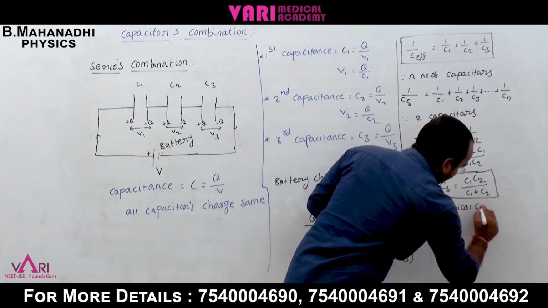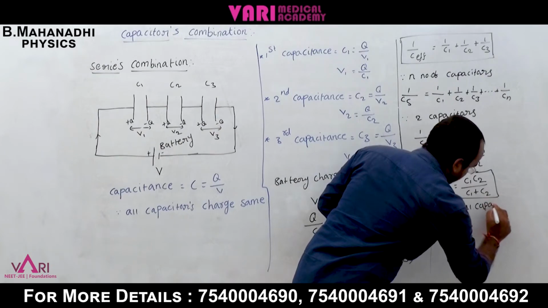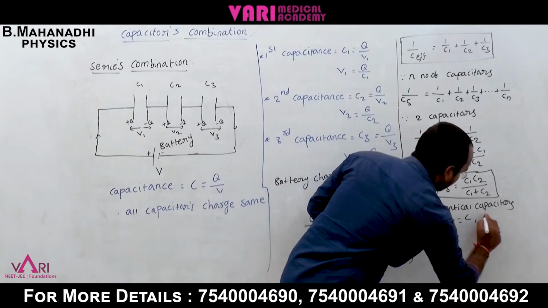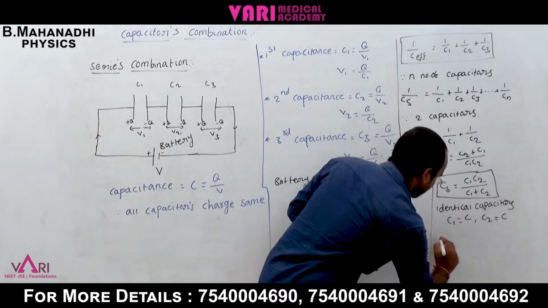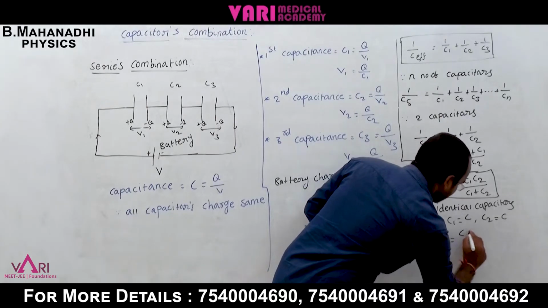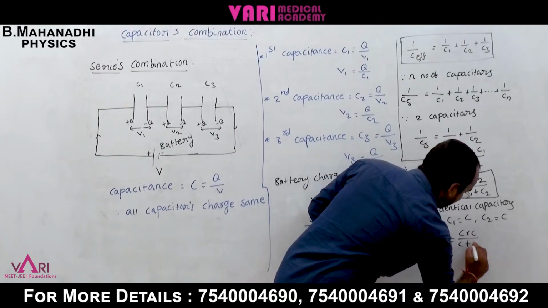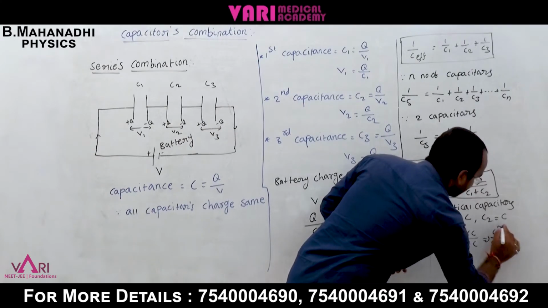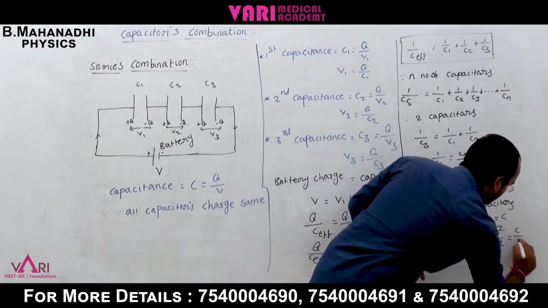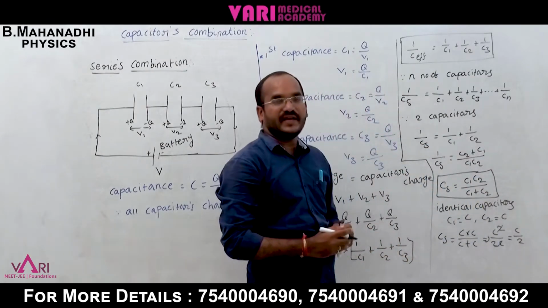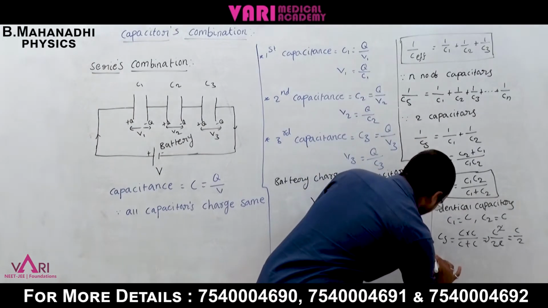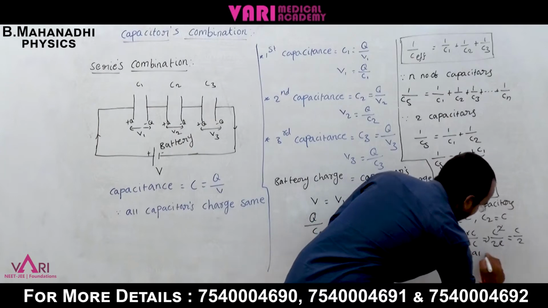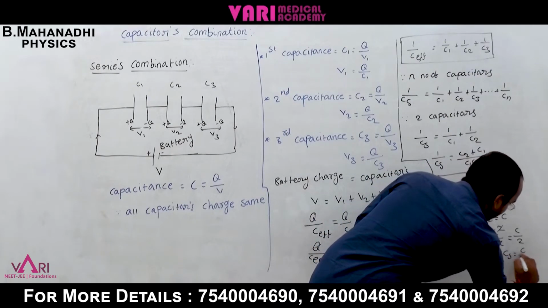Identical capacitors. C1 is equal to C, C2 is equal to C, so Cs is equal to C into C by C plus C, which means C squared by 2C, and C cancels, so it is C by 2. If you have n number of identical capacitors, then Cs equals C by n.